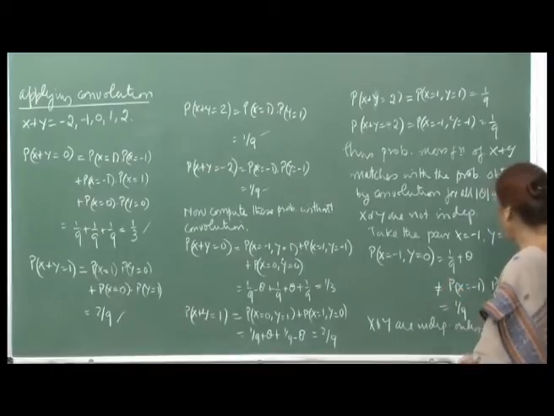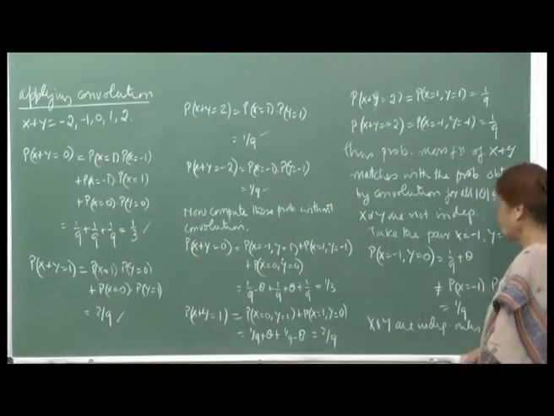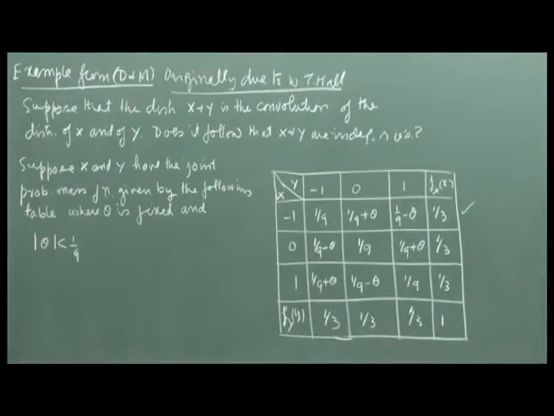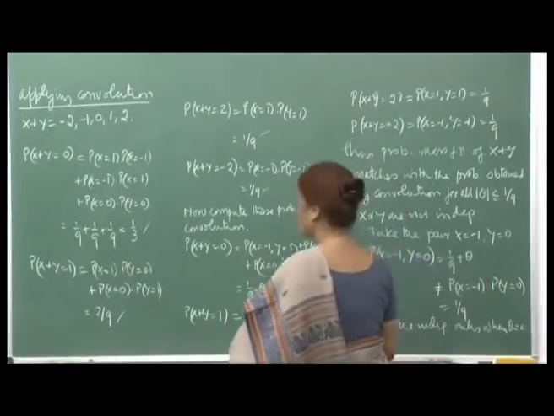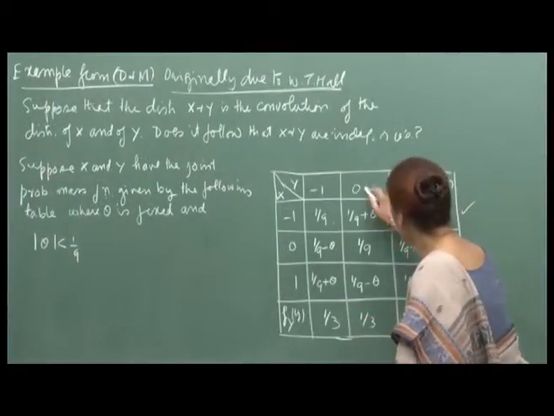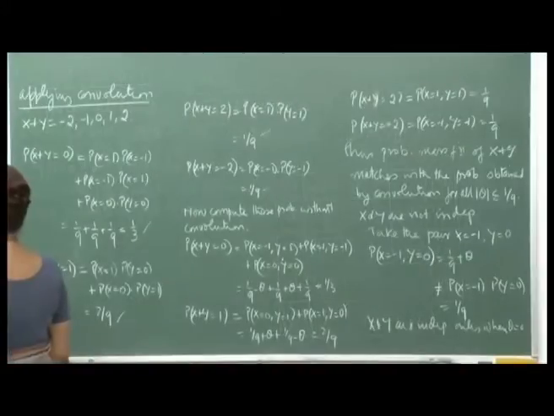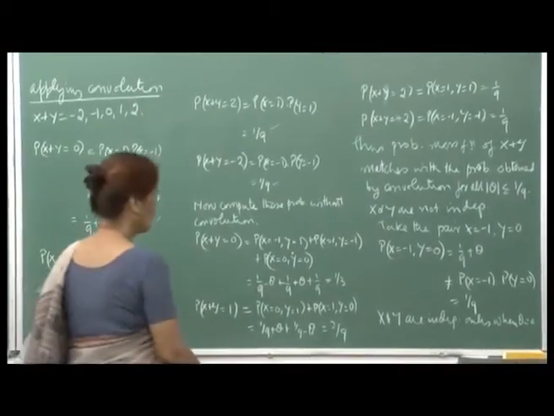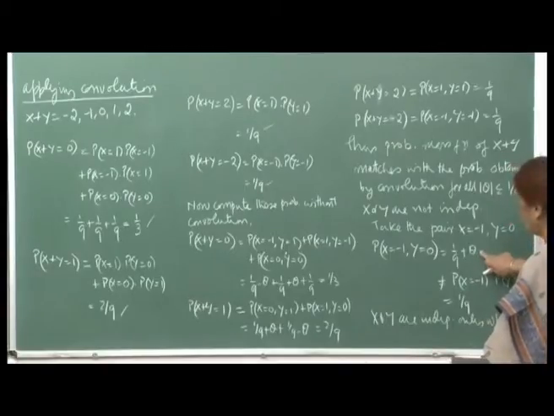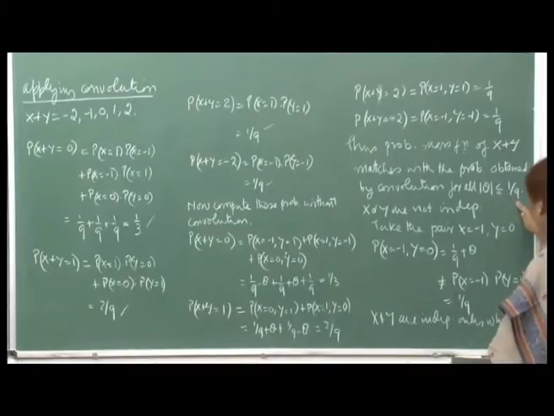This is not equal to probability x equal to minus 1 into probability y equal to 0. From the marginals, probability x equal to minus 1 is 1 by 3, and probability y equal to 0 is 1 by 3. So that is 1 by 9, and therefore the two are not equal as long as theta is some positive number, of course satisfying the condition that absolute value of theta is less than or equal to 1 by 9.